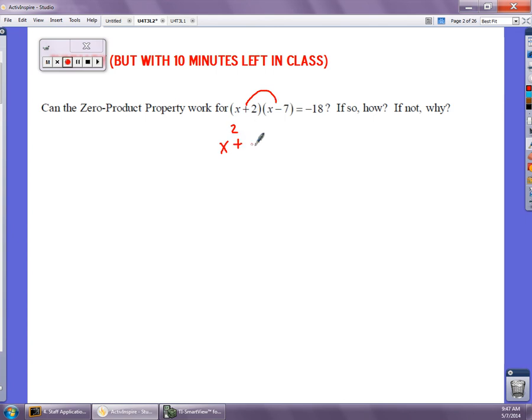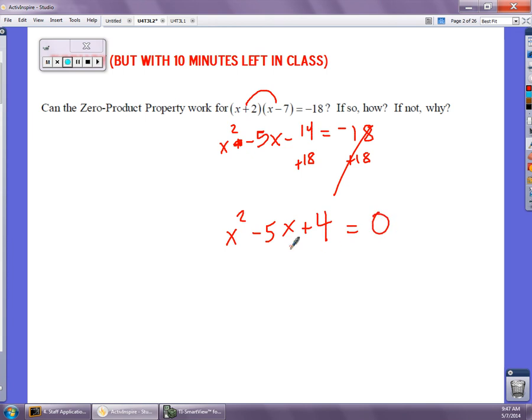2x and negative 7x become negative 5x, and minus 14 equals negative 18. Then you're going to move the 18 over by adding 18 on both sides. You're left with x squared minus 5x plus 4 equals 0. Now that you have a quadratic equal to 0, we can factor this side. Things that multiply to positive 4 that add to negative 5.